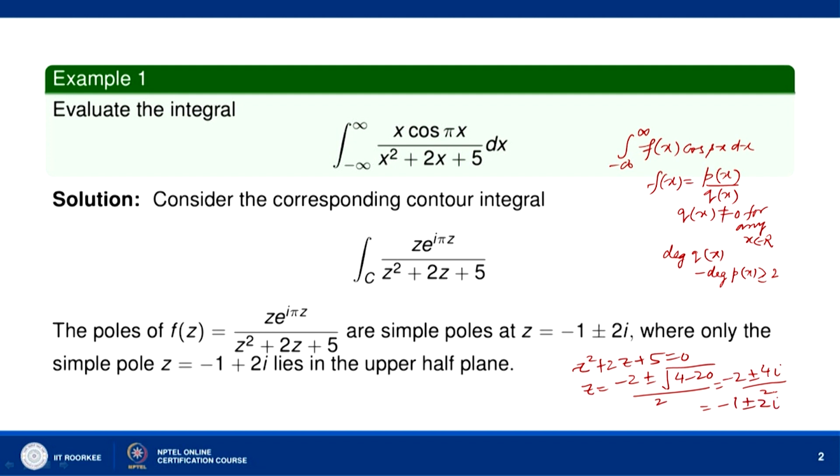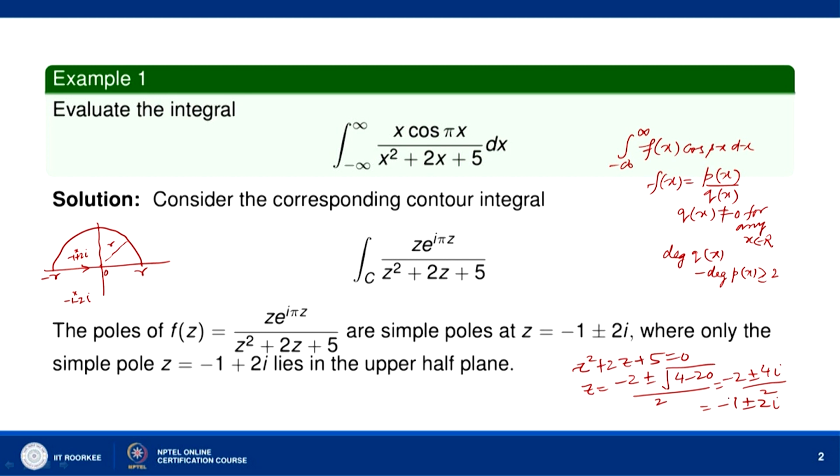Now, here again we shall be considering the contour which consists of the semicircle with center at the origin of radius r, and the line segment from minus r to plus r. So, you can see that here there are two poles. One pole lies at minus 1 minus 2 I, which will be in the third quadrant, and minus 1 plus 2 I will be here in the second quadrant.